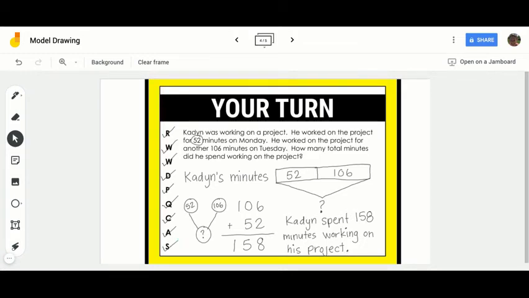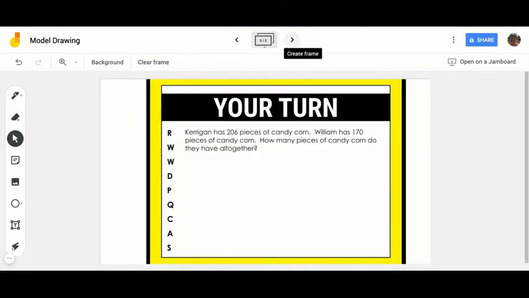Great job. Are you ready to do one more today? All right, find an open piece of paper. We're going to do one last one. So let's go ahead and write our steps down the side. Ready? I'll read them to you again. R, W, W, D, P, Q, C, A, S. So we remember that as real, wise, workers, do problems, quit complaining about it, silly.